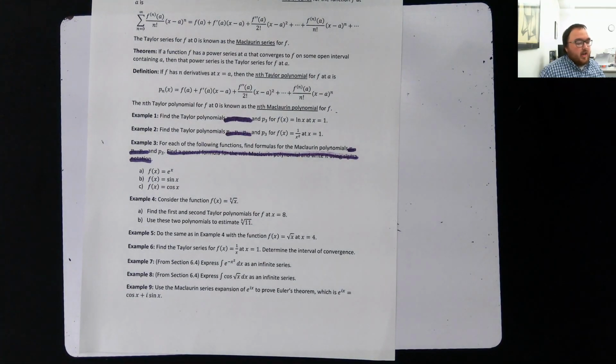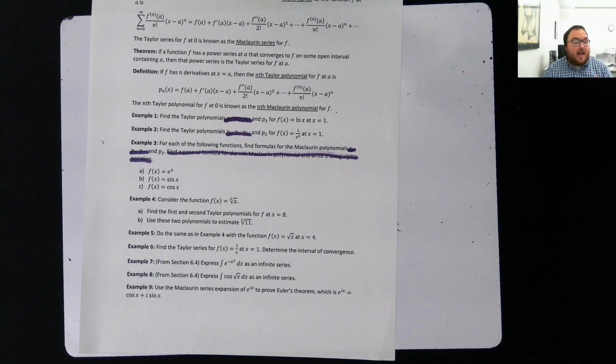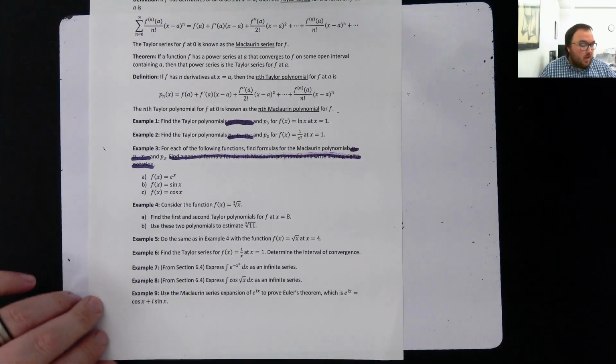All right. Example number 4. Consider the function f of x equals the cube root of x. For part A, find the first and second Taylor polynomials for f at x equal to 8. So I want to use P1 and P2. This time I'm actually going to find both P1 and P2 because in part B it's going to say use these two to estimate the cube root of 11, and I want to show kind of what happens there with both of these.